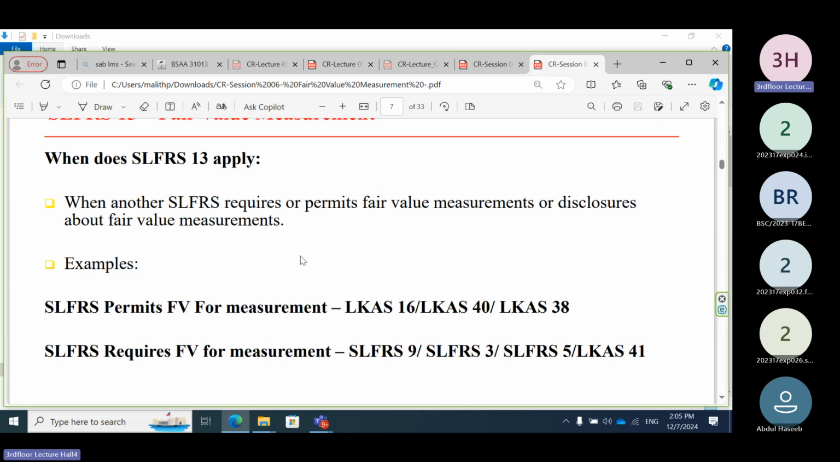The first one is called the cash flow characteristic test. Cash flow characteristic test. First test. There are many financial instruments, and first we need to do a test. The first test we call the cash flow characteristic test.